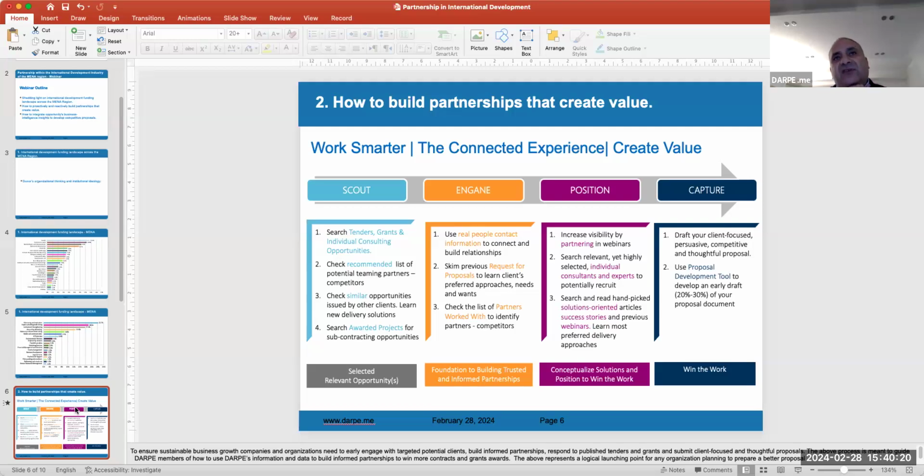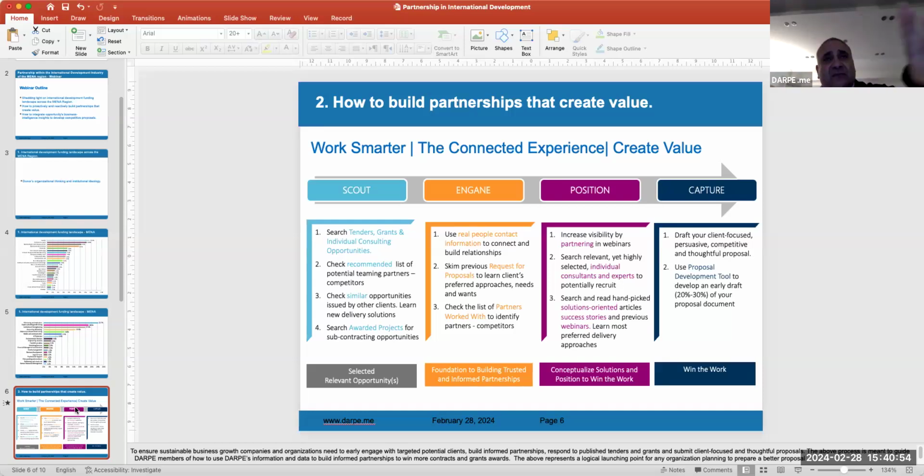So from awarded projects, you engage. You use the DARPE database, get the contact information for people, start connecting with them, and build informed partnerships. Then you position. Through DARPE, we do webinars and success stories in which you position and promote your work in front of the audience you are targeting, so they start remembering your name and your logo. It's about positioning and brand awareness.